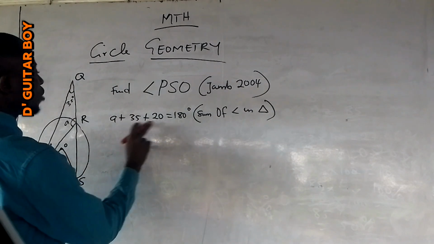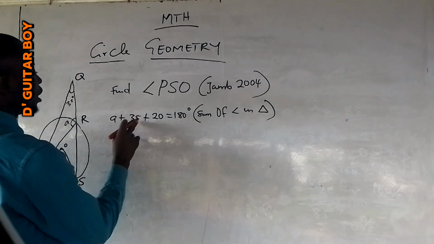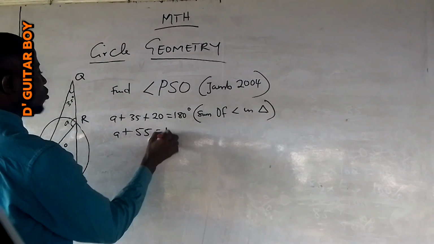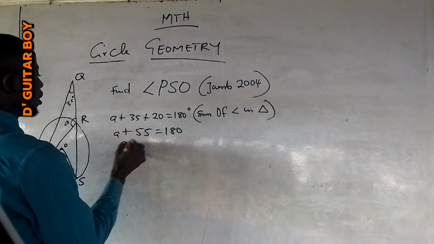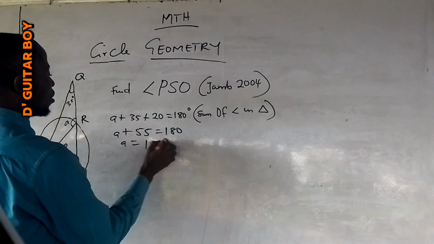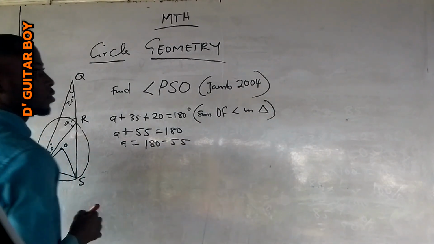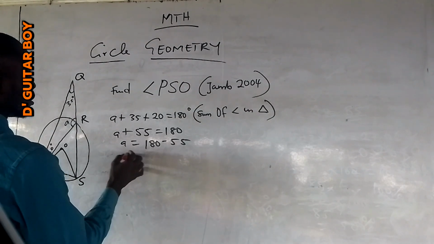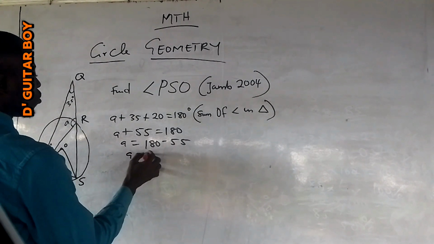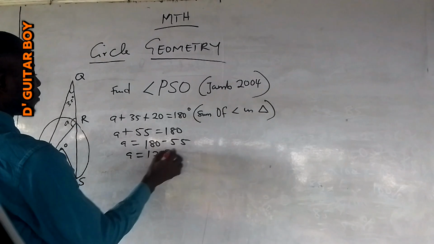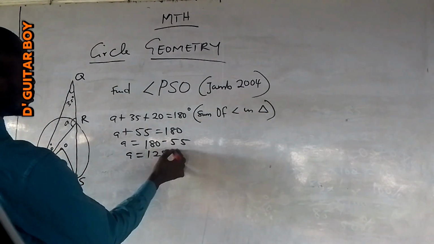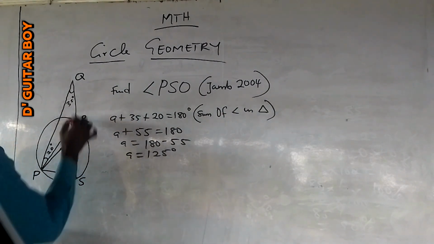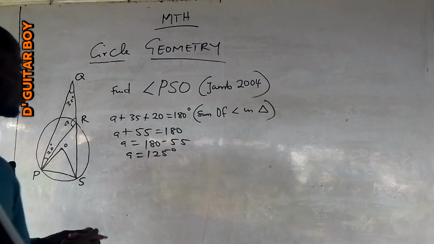Now, if you add this to this, it will now be A plus 35 plus 20, which is 55, equal to 180. Then A will be equal to 180 minus 55. 180 minus 55 will be 125. A is equal to 125 degrees. So we have been able to calculate A. This place is now 125 degrees.